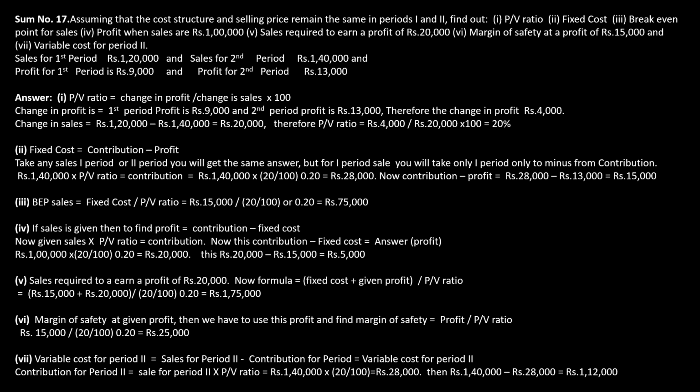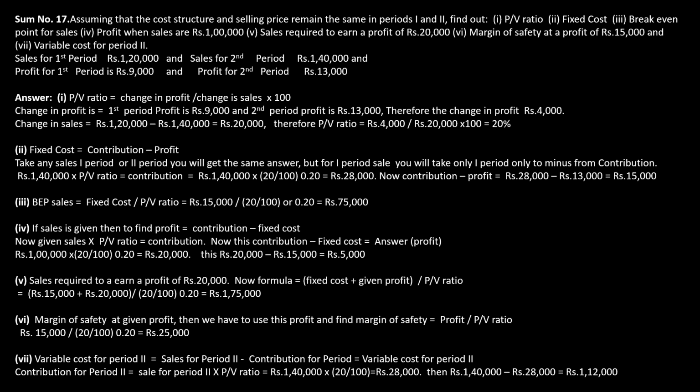Now next subdivision 6, you are going to find the margin of safety at a profit of 15,000. For margin of safety, there are two formulas. One is profit by PV ratio, another one is actual sales minus BEP sales. The problem here in subdivision 6 specifically asks to find a margin of safety using the profit of 15,000, which means I'm supposed to use only the first formula, that is profit by PV ratio. Here the given profit is 15,000 divided by PV ratio, that is 20%. So 15,000 divided by 20% will give me rupees 75,000.